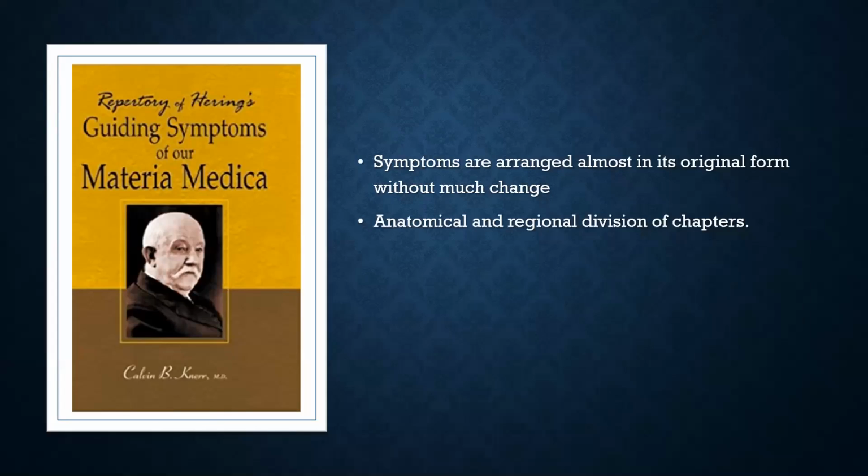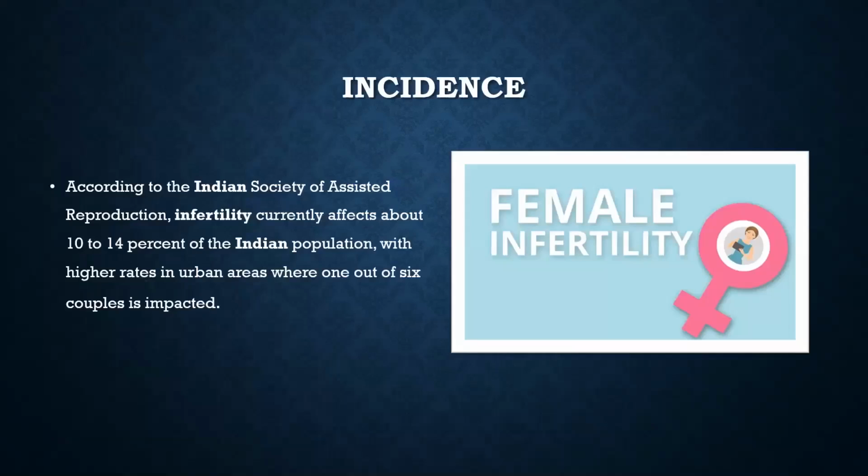Okay, so now when we practice in our day-to-day life, we have to consider the etiological factors of infertility, and that is from several sources. We need to find it out. Now, talking about infertility as such, worldwide, the incidence rate is 15%. But in India, it is 10 to 14% of the Indian population. And that too, the higher rate is in urban areas. And we see that 1 in 6 couples are impacted. That is a recent survey which has been done.